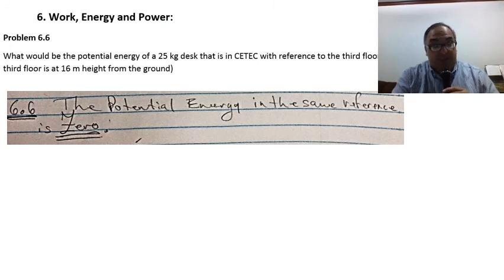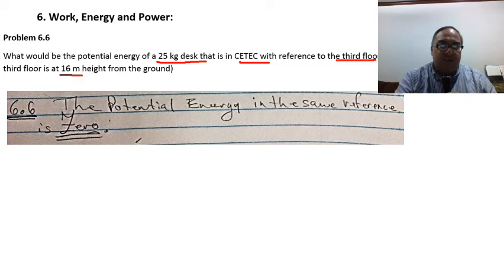For this problem 6.6, what would be the potential energy of this desk? That is a 25 kilogram desk that is in CETEC. CETEC is on the 3rd floor. And so in reference to the 3rd floor, which is at 16 meters height, what would be the potential energy?